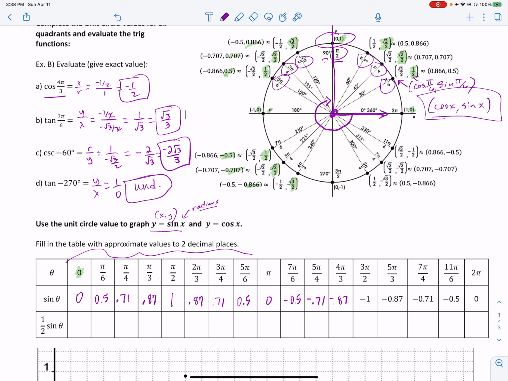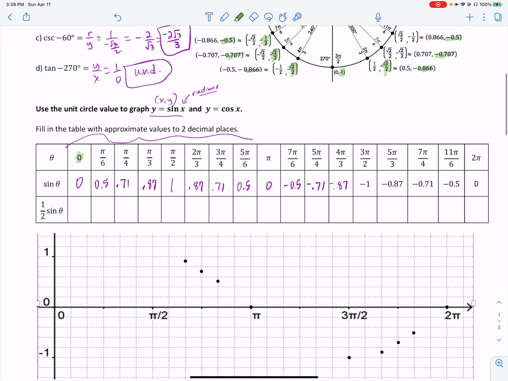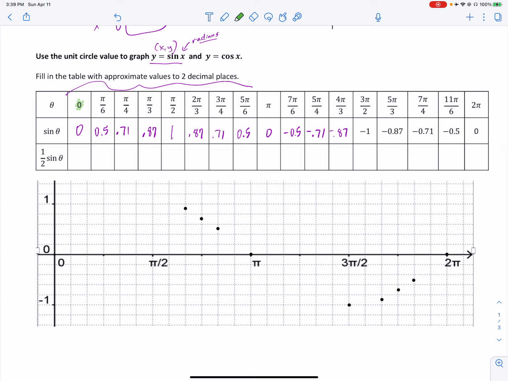And then I filled out the rest of the chart because you're just continuing to go. At 3 pi halves, sine's negative 1. At 5 pi thirds, it's negative root 3 over 2, or with decimals, negative 0.87. At 7 pi fourths, it's going to be negative 0.71. And at 11 pi 6, it's going to be negative 0.5. And at a full rotation of 2 pi, the y coordinate is 0. So those are the decimal approximations for one cycle. We're going to be talking about one cycle, one period of sine. And then we're going to graph these.